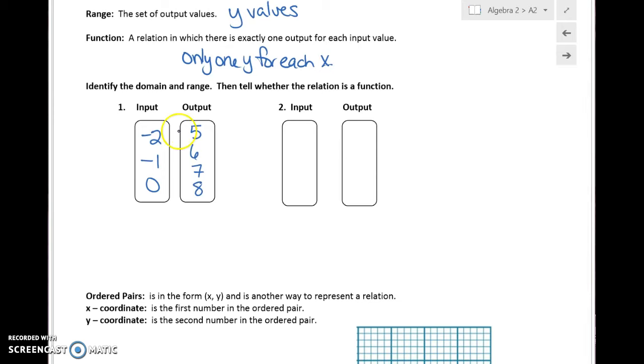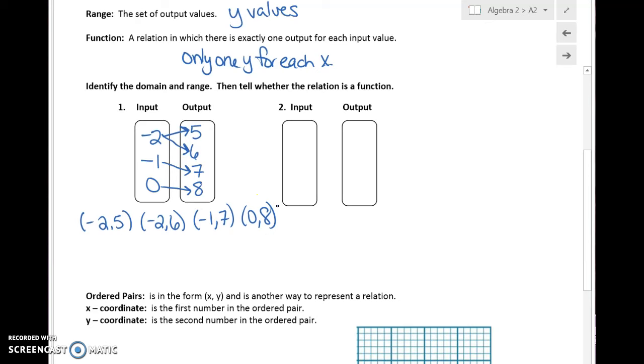Okay. So let's say -2 maps to 5. -2 also maps to 6. -1 maps to 7. And 0 maps to 8. This is a fancy way of showing how the input and output values are related. Another way to show how these values are related is to write them as ordered pairs. So this relation can also be represented by these ordered pairs: -2, 5, -2, 6, -1, 7, and 0, 8.